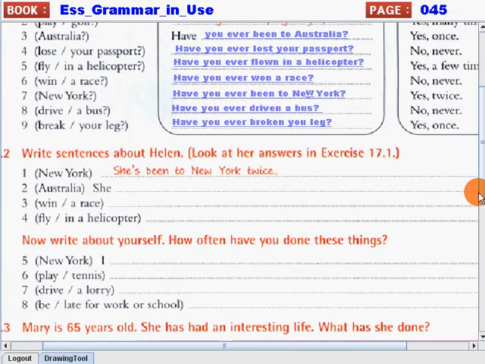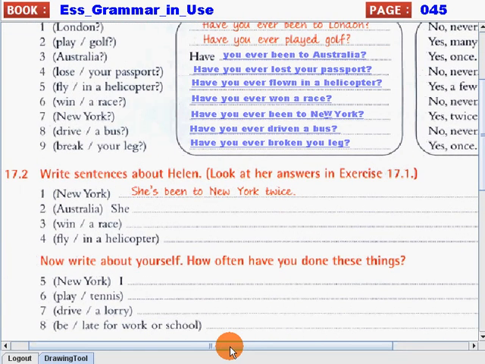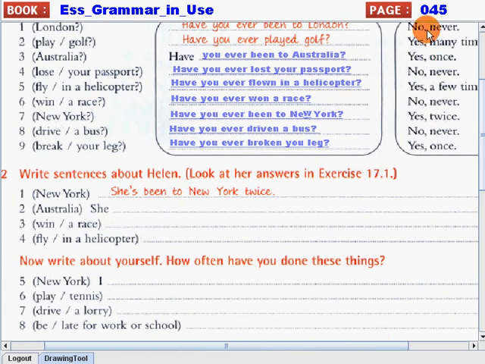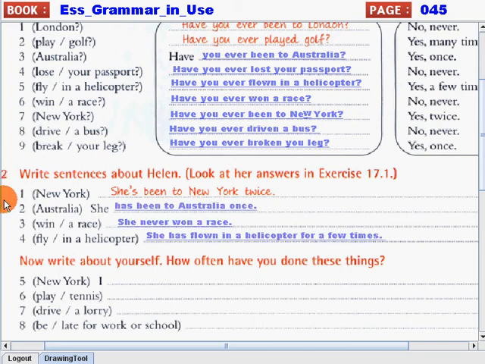Alright, let's have another exercise. That is 17.2. Write sentences about Helen. Look at her answers in exercise 17.1 and write sentences about her. Okay, let's check your answers now. Number 2. Helen has been to Australia once, and she never won a race. But Helen has flown in a helicopter a few times. These are present perfect forms of sentences.